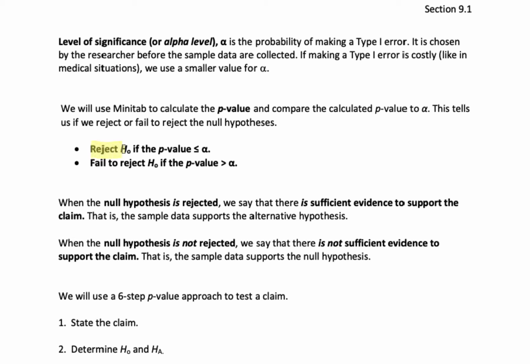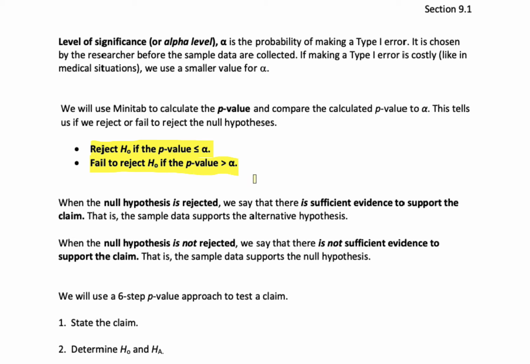So this right here is very important because it tells us how to decide if we reject or fail to reject the null hypothesis. We compare the p-value that we get in Minitab to the alpha value in the problem. And which one is greater determines whether we reject or fail to reject the null hypothesis. Then, if the null hypothesis is rejected, we can say that there's sufficient evidence to support the claim. And if the null hypothesis is not rejected, that means that we do not have sufficient evidence to support the claim. So this goes into forming our conclusion based on our results.